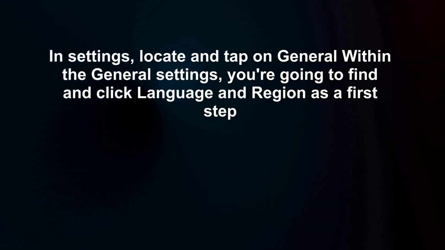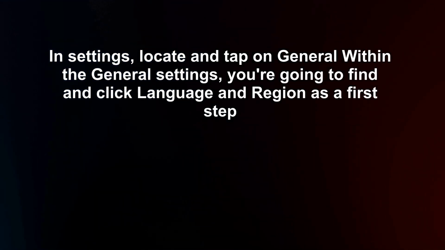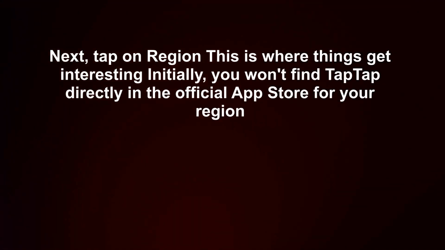In Settings, locate and tap on General. Within the General settings, you're going to find and click Language and Region as a first step. Next, tap on Region. This is where things get interesting.